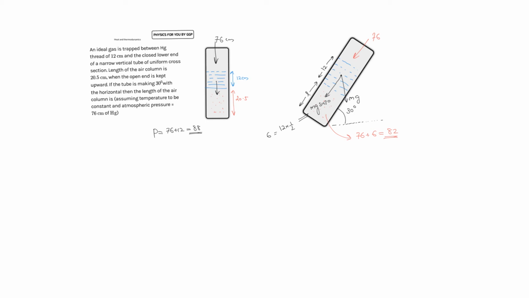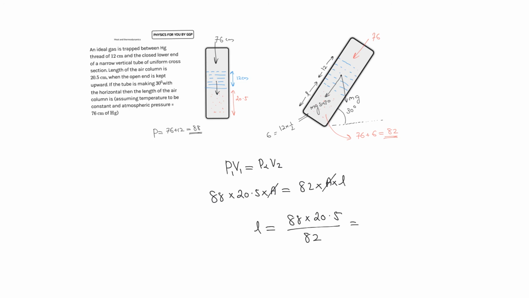Here temperature is constant, so we can write P into V is equal to a constant, or P1 V1 is equal to P2 V2. Pressure in the first situation is 88, and volume in the first situation is area of cross section into length. Let's say the area of cross section is A, and pressure in the second situation is 82, and volume is again area into length, let's take it as L. So we can cancel this A, and find the value of the length, that is 88 into 20.5 divided by 82, which will be equal to 20.